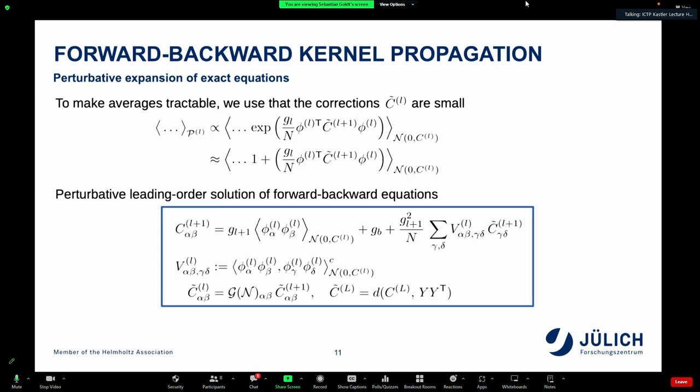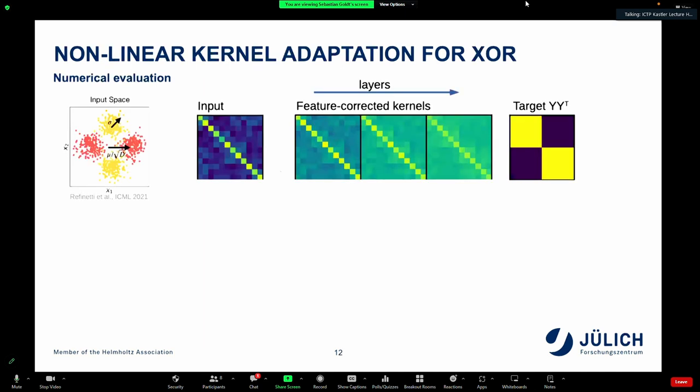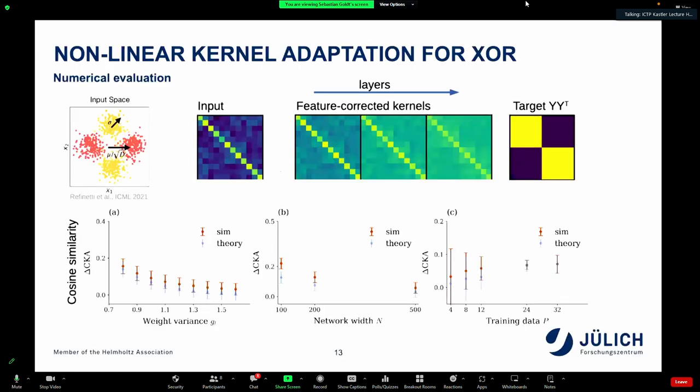All right, now that we have this set of equations, we can look at what this gives us in practice. The task we study is a formulation of the XOR task. And what we see is we start from an input kernel that has little to no structure. And then across layers, there's a block structure appearing, which matches the structure in the target kernel. To make this more quantitative, we look at the centered kernel alignment, which measures the cosine similarity between the feature-corrected kernels and our target kernel. And we compare here to neural networks trained with Langevin SGD. And we see that this matches quite well.